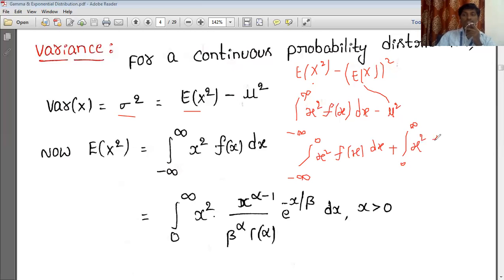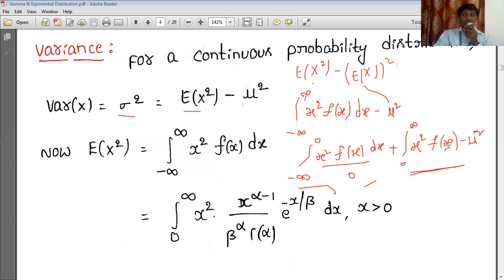As per the definition of the gamma distribution, in the first subinterval the density function is 0. So in place of f of x we put 0, and if f of x is 0, obviously anything times 0 is 0, the entire term becomes 0. Now we are going to take only this one. Of course, minus mu square as it is. Already we calculated the mean, so simply we can substitute that in place of mu.